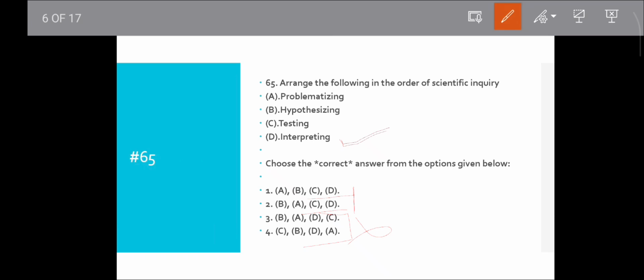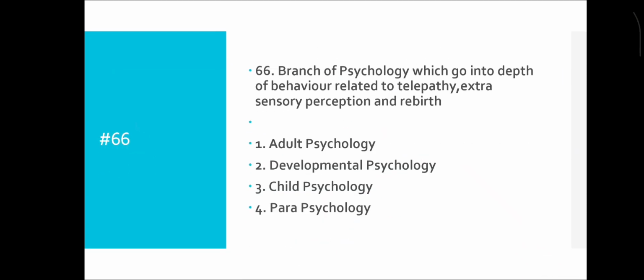Then problematizing, the problem, A will be first, so option 1 is A. So option A will be the correct answer. First the problem, then second hypothesizing, then testing, then interpretation. A, B, C, D. Obviously this option is in the correct order, so we do not need to rearrange. Then move to the next question.